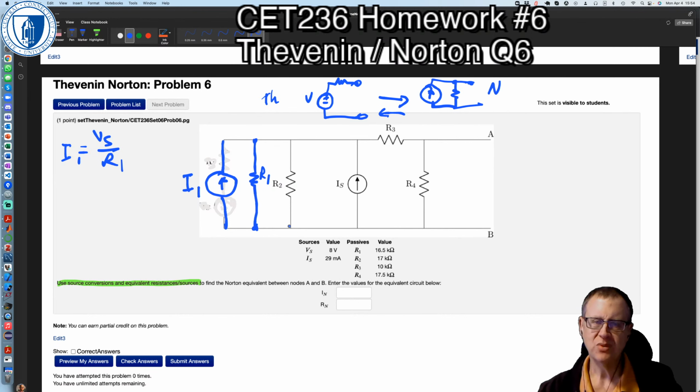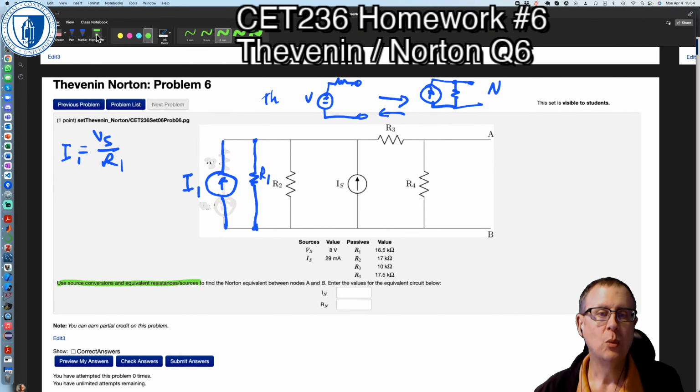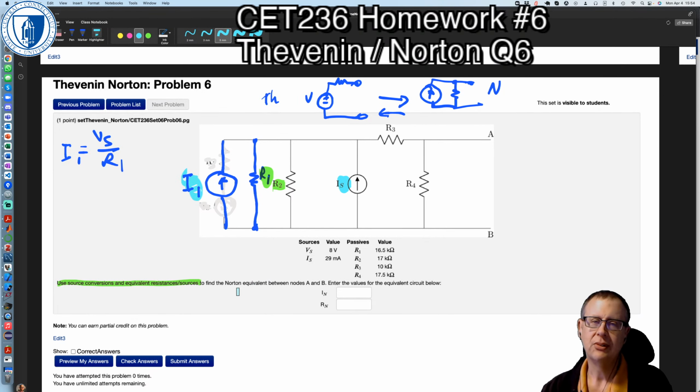Okay, so then what we can do, well, we can do a couple of things. We can combine R1 and R2 into a single equivalent resistor. They're just in parallel, so we can just do one on R1 plus one on R2. And the other thing we can do is we can add the current sources, right?